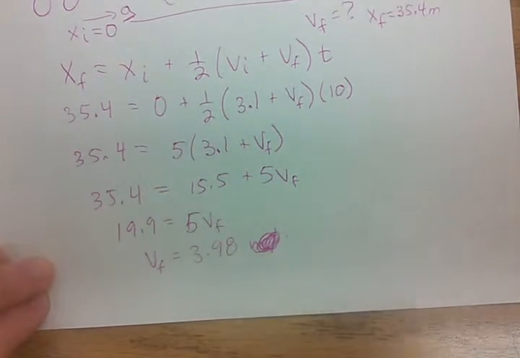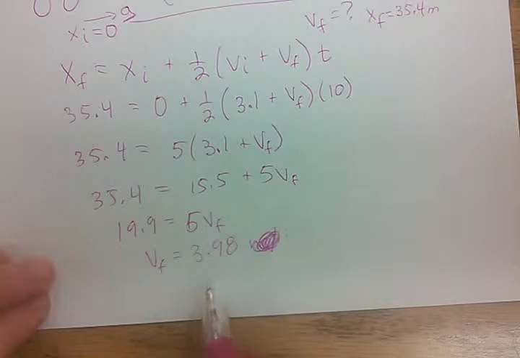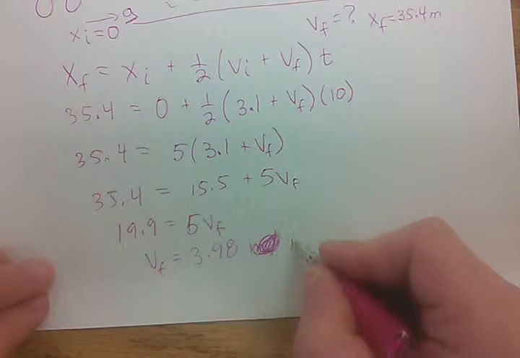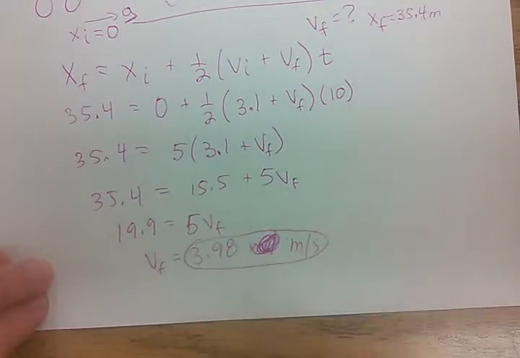I almost started giving you the units there. You should be familiar with them by now, but we end up with 3.98. We found speed or velocity, so the units will be meters per second, and we circle our final answer.